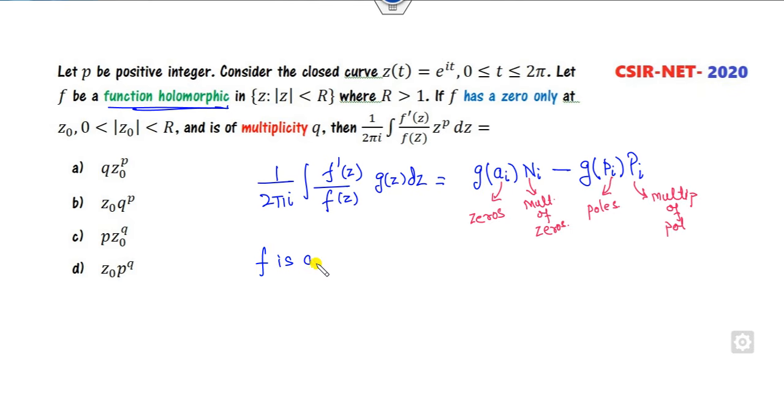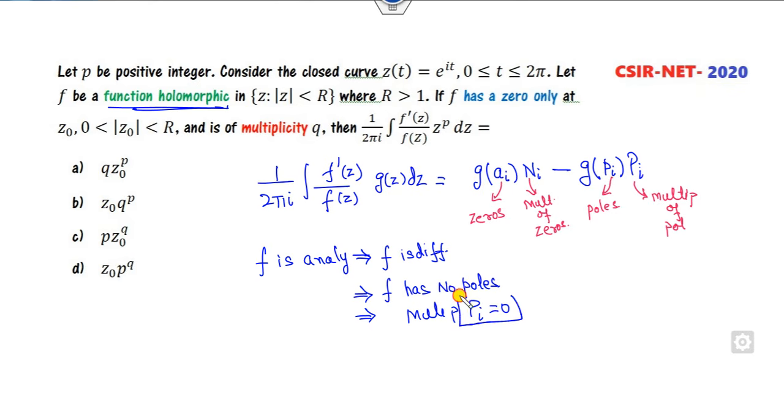f is analytic. If f is analytic, it means f is differentiable. Once f is differentiable, it means f has no pole. So once f has no pole, what is the multiplicity of the pole? That is 0. Fine, so this component will be 0.